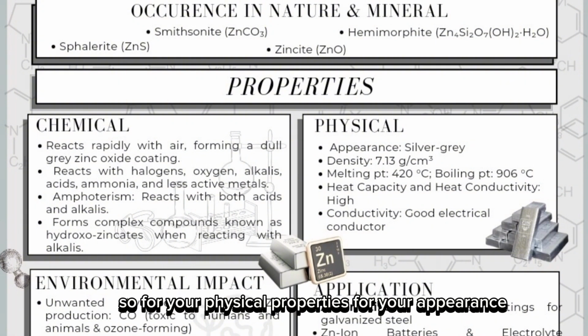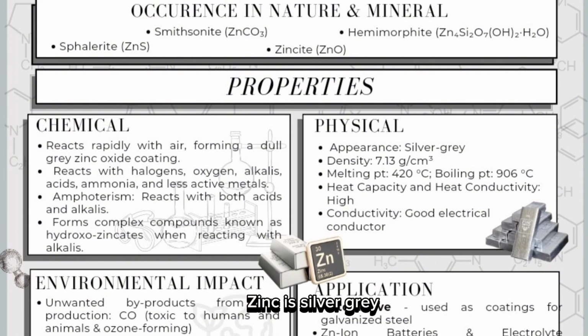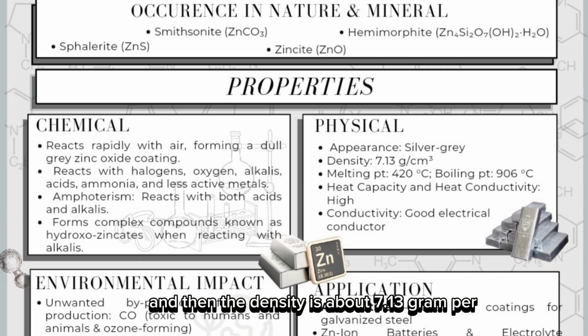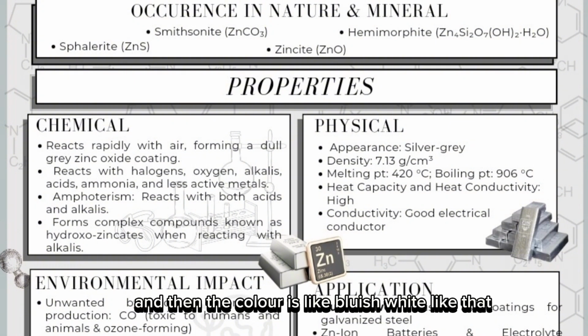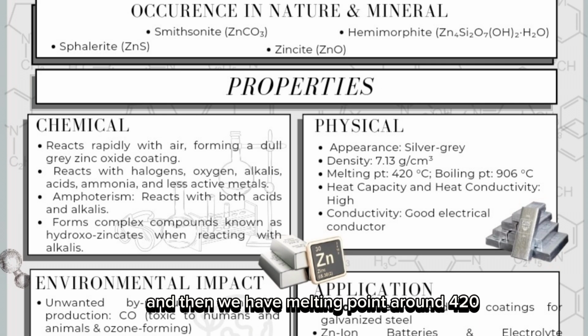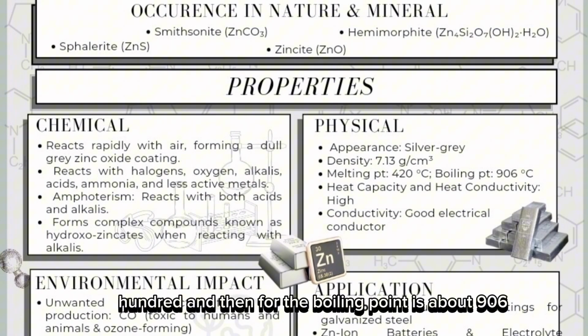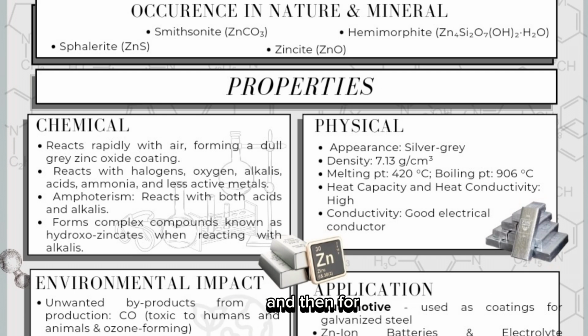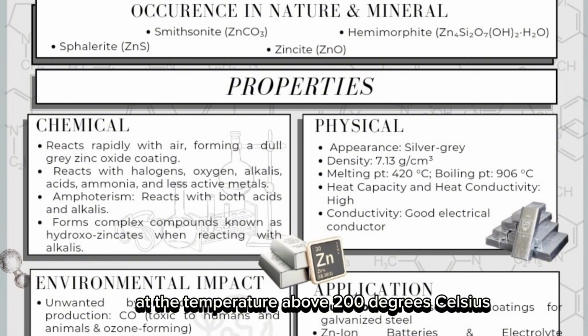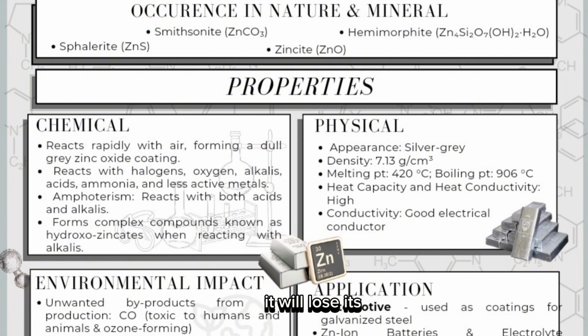So for the physical properties, for the appearance, zinc is silver gray, and the density is about 7.13 grams per cubic centimeter, and the color is bluish white. We have a melting point around 420, and for the elasticity and malleability, it increases when heated to approximately 100. The boiling point is about 906, and at temperatures above 200 degrees Celsius, it will lose its elasticity and become a gray powder.